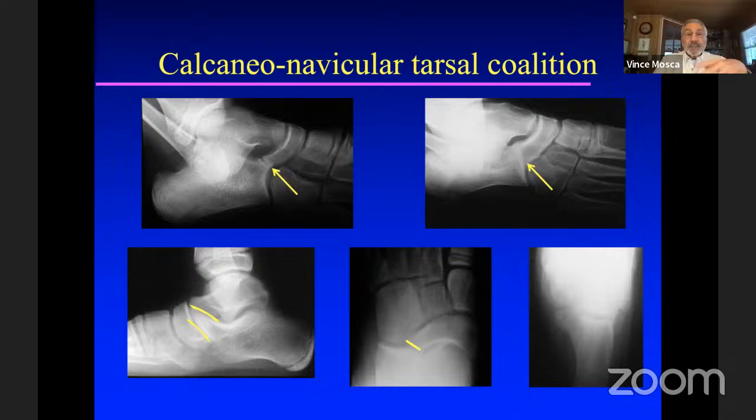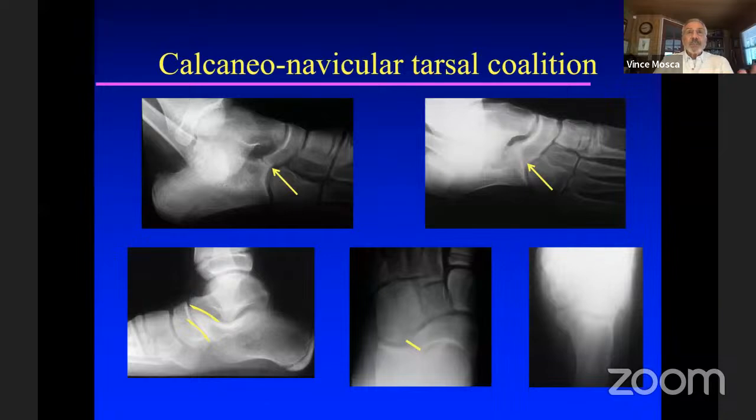I said earlier that there's sometimes more than one coalition per foot. So if you see these X-rays, you say, okay, clearly calcaneo-navicular coalition. But you want to make sure that that's the only one, because if you're going to manage it, particularly surgically, and you remove one coalition and not the other that coexists, the child might not be any better because you didn't really address the pathology.